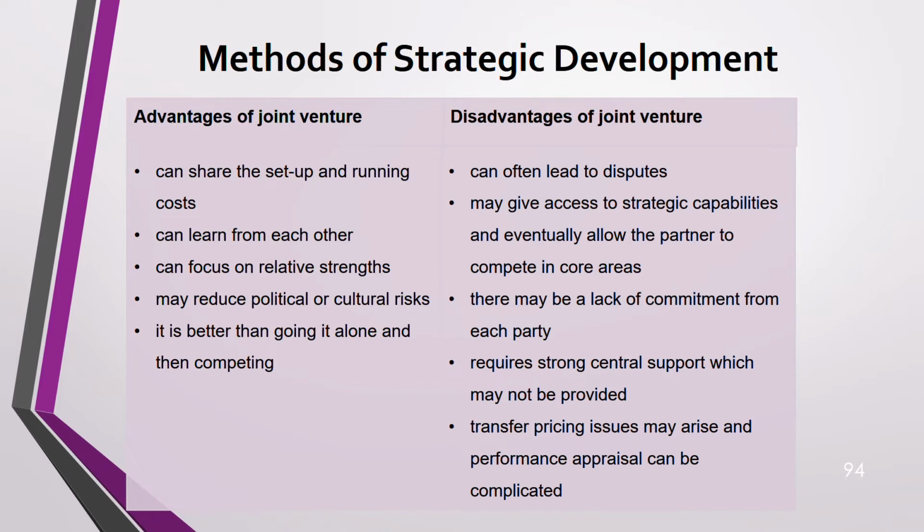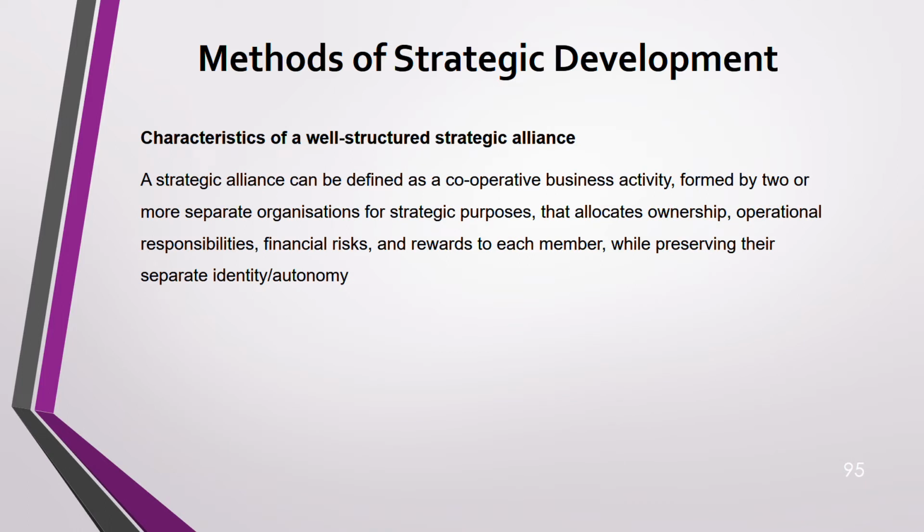Because both parties are jointly contributing, their risks are divided and profits are divided, so it's hard to know which out of the two or three is performing better. It becomes complicated. Performance appraisal.